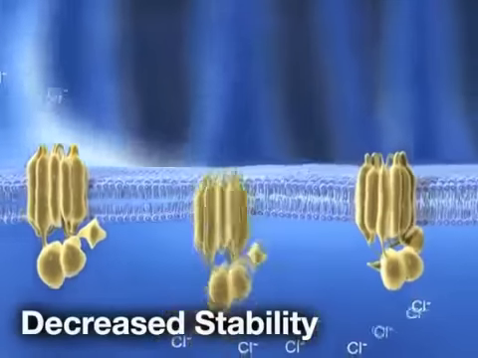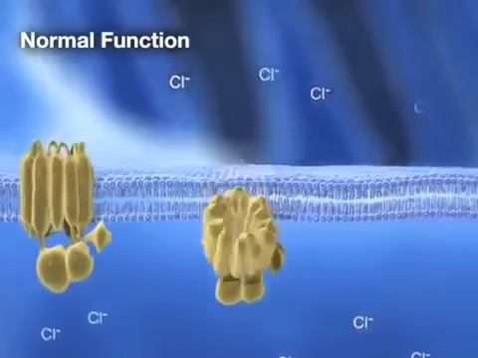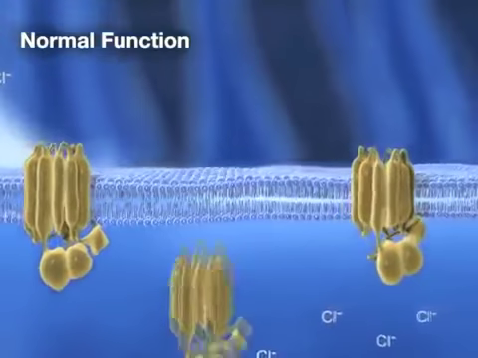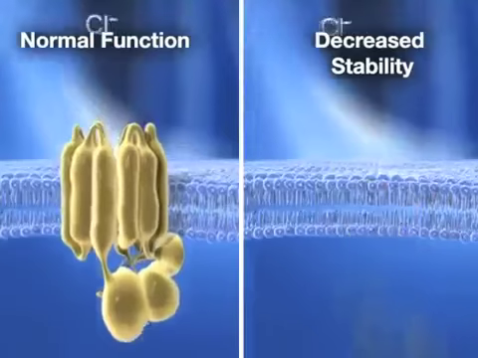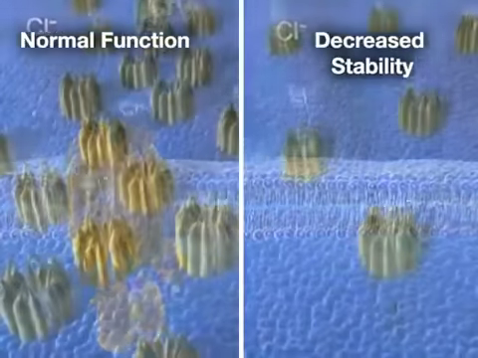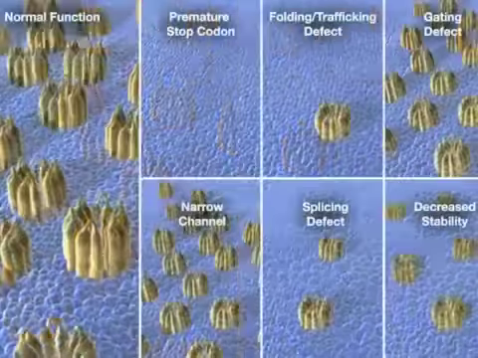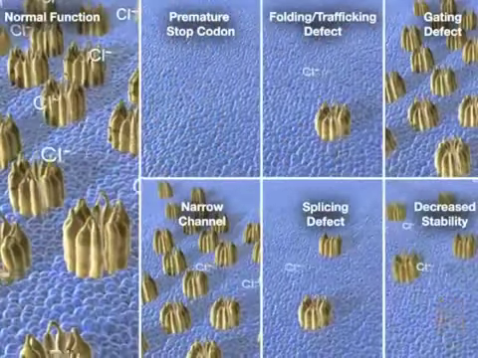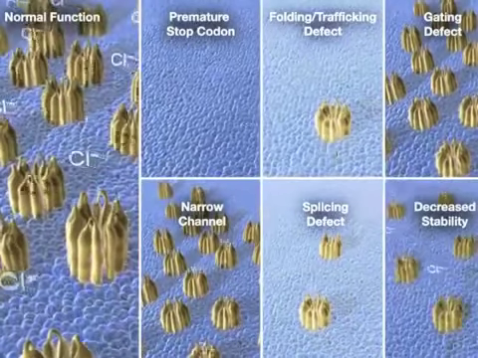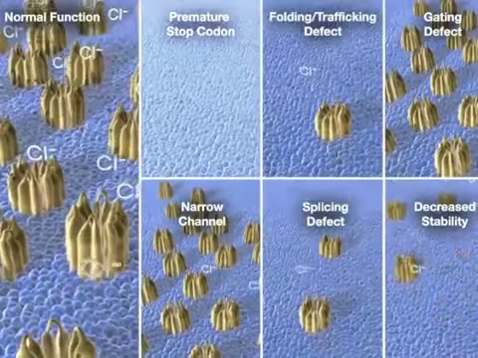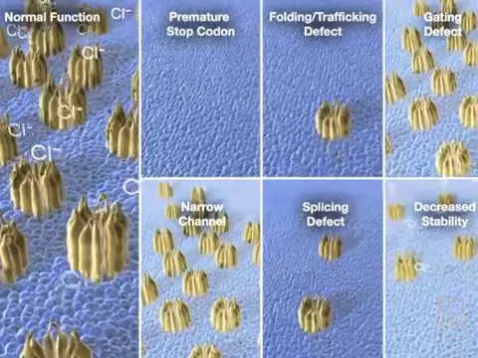Some references cite another group of mutations in which the normal amount of functional CFTR protein is produced and reaches the cell surface. However, due to an increased turnover rate, there is less functional CFTR remaining at the cell surface. As we have described, these cystic fibrosis-associated mutations in the CFTR gene can result in less CFTR protein at the cell surface, absence of CFTR protein, or dysfunctional CFTR protein at the cell surface.